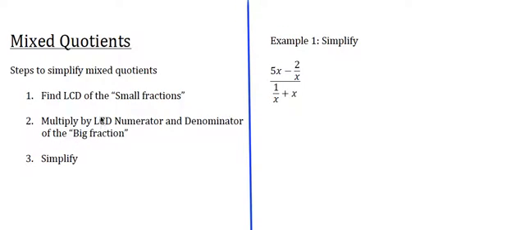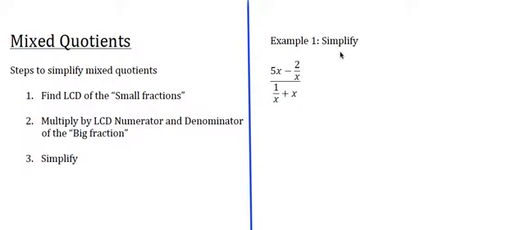multiply by the LCD that you found in step one, the numerator and denominator of the big fraction. When they say big fraction, they mean this big fraction, right? So numerator and denominator must be multiplied by the LCD found in step one. And step three, simplify if possible, if needed, right? So make sure that your answer is presented in simplified form. All right, let's see how this works via this example number one.